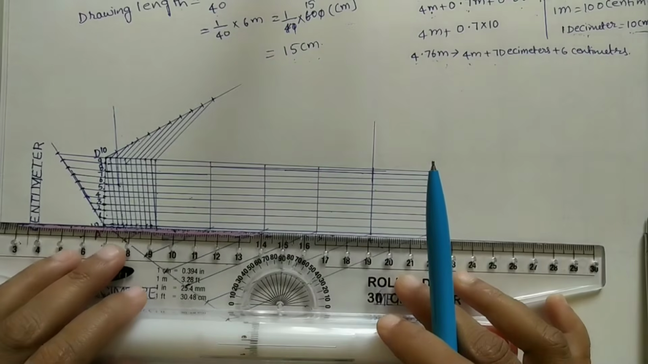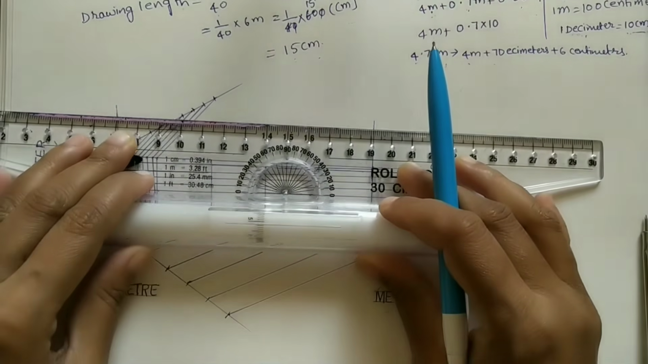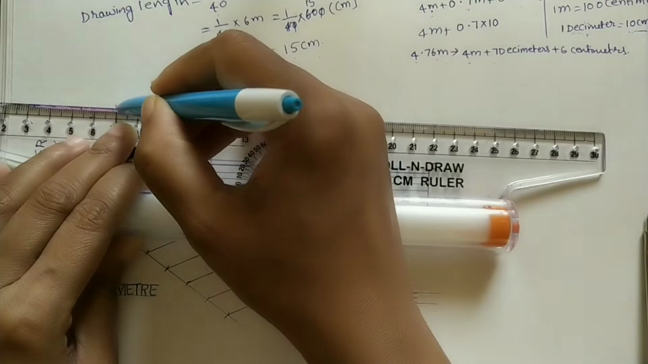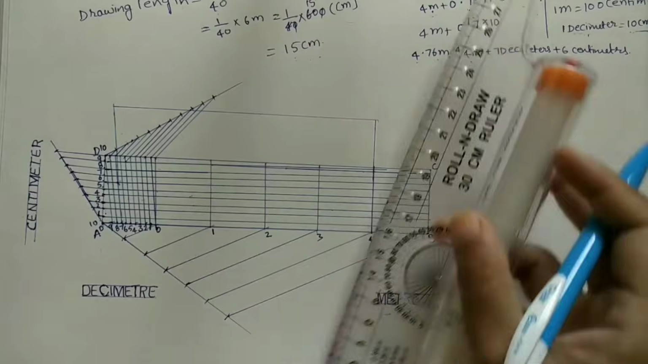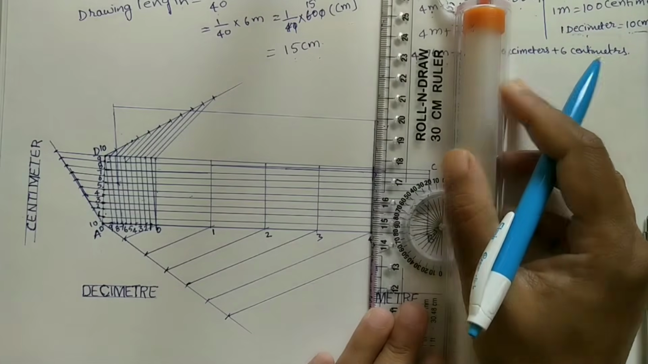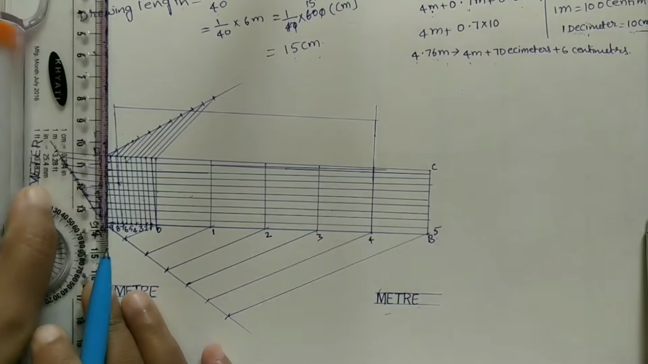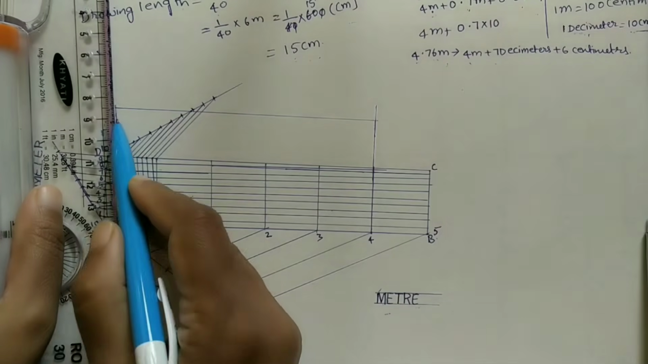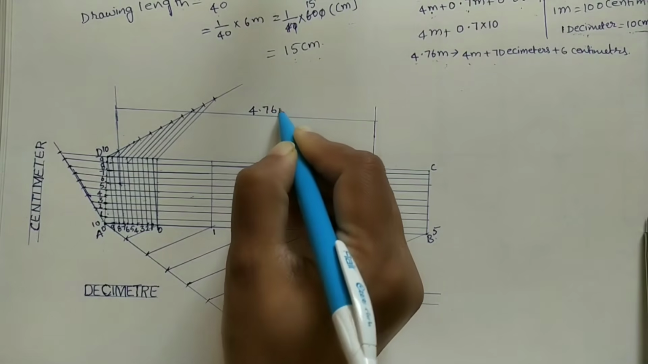Take this horizontal line as the reference line. Mark the dimension here. Extend this line, we can call them extension lines. Extend this line, and on this side also extend the line. This gap will give 4.76 meters.